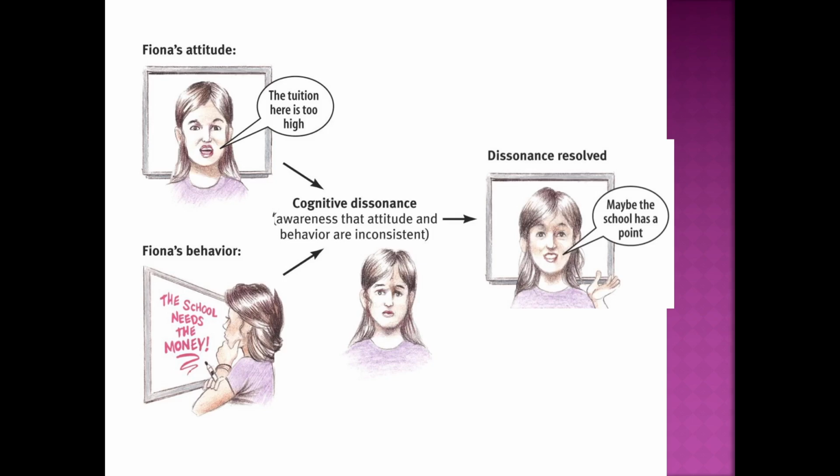She's not going to change her attitude from one polar end to the other, like dramatically. She's instead going to soften her attitude so that it seems more in alignment with her behavior, right? Like, oh, actually giving that speech just sort of opened my mind to this little detail that I didn't know about. And so I guess I can see the school's point. So Festinger found that students who were put in this kind of situation displayed softened attitudes afterwards.